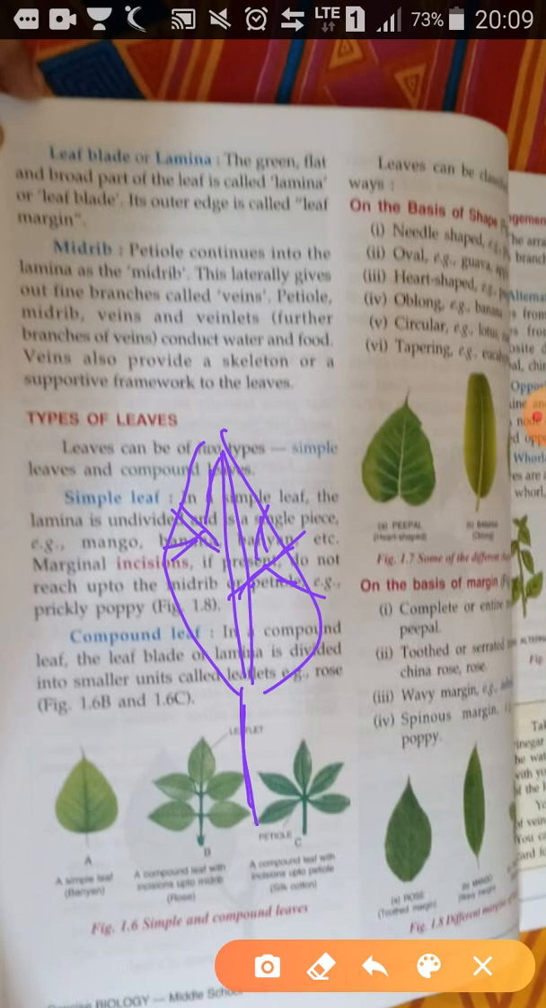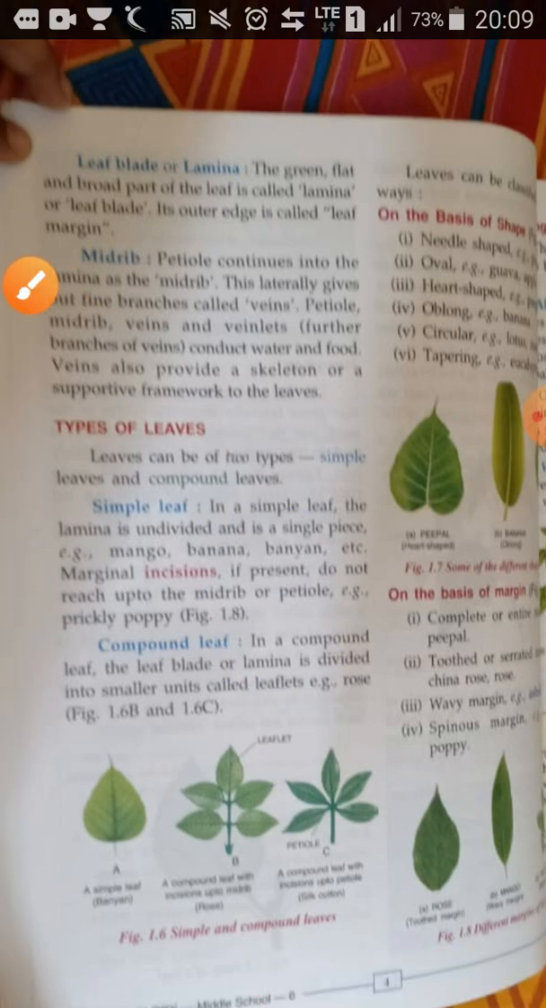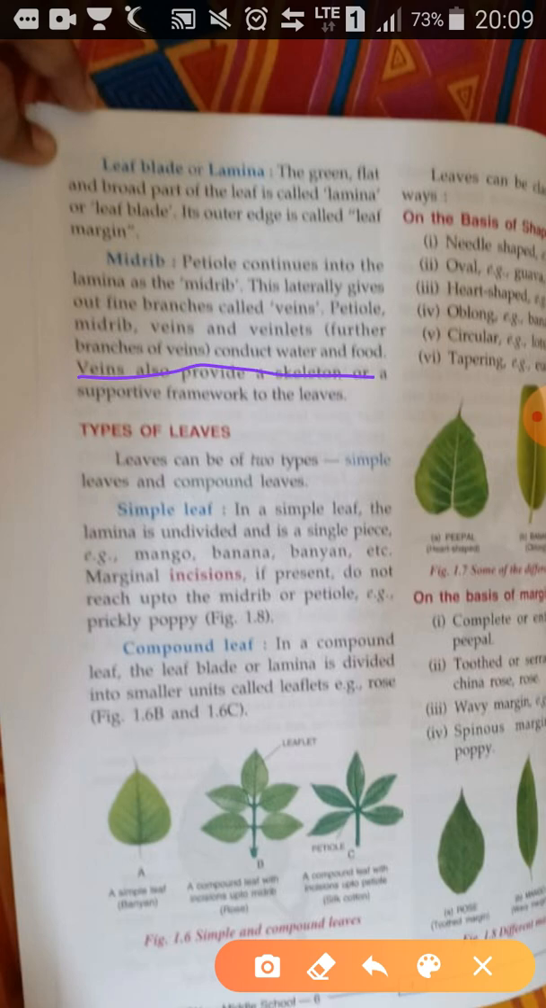After the leaf has prepared the food, who is going to take the food back to different parts of the plant? The veins, midrib and petiole are going to take it back. Further, there is one more function. What is that? Veins also provide a skeleton or supportive framework to the leaves. Just like the skeleton of our body gives shape to our body, the veins also provide shape to the leaves. Understood?